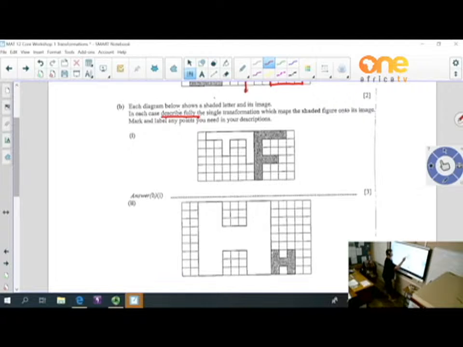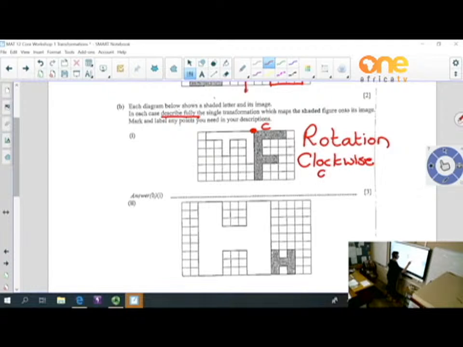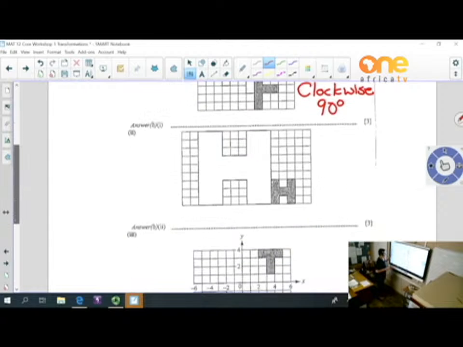So this we can see is a rotation. This is a rotation, and my center sits here. There's my center. Which direction is this? Clockwise. It's a clockwise direction, and it will be 90 degrees. You can measure the angle there, but we can also see that it is 90 degrees. Again, if you're unsure, use your tracing paper, and then you can see how it is rotated there.